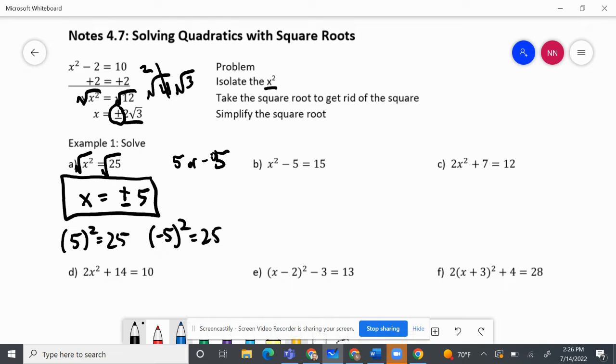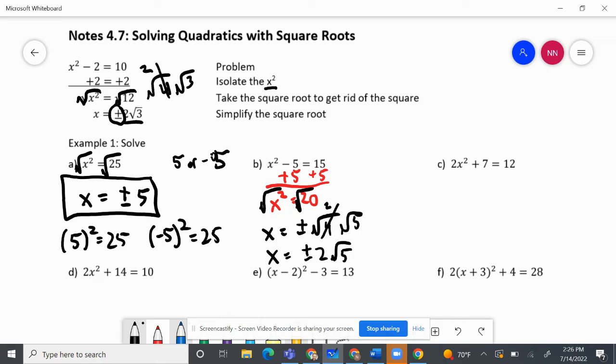So looking at letter B, the first thing that we're going to do is get the x squared by itself. So we're adding the 5, and we get x squared is equal to 20. In order to get rid of a square, we're going to take the square root. And when we take the square root, what we have is x equals plus or minus. And what makes up 20 is 4 and 5. And we know the square root of 4 is 2. So our final answer is plus or minus 2 square roots of 5. Once again, there's two roots. There's a positive root and a negative root.